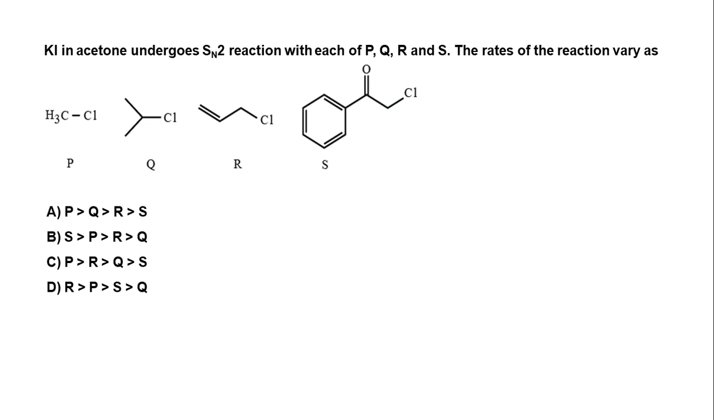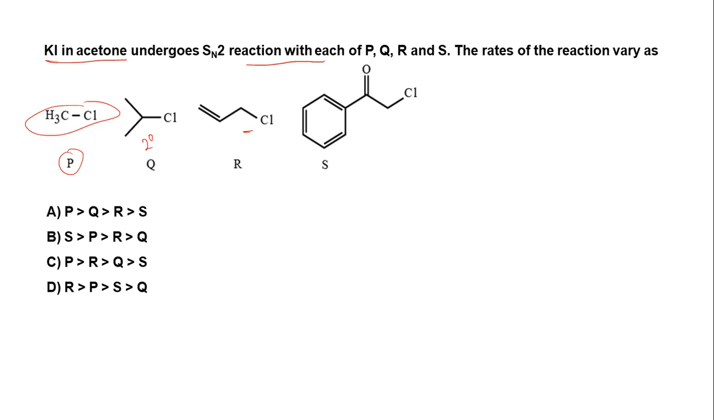Potassium iodide in acetone undergoes SN2 reaction with each of these 4 species P, Q, R, S. The rates of the reaction vary as. So as it is SN2, at first glance it seems that P should be giving the maximum rate, as it is 1 degree. But this is 2 degree, and though this is also 1 degree, this is a very simple structure, attack of nucleophile is facile, so it seems P will be giving the maximum rate.